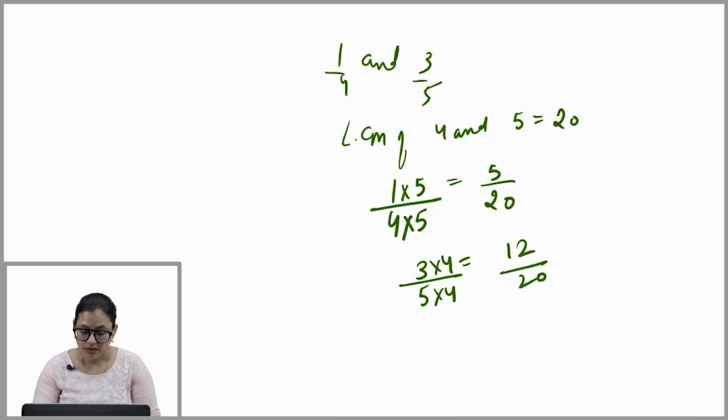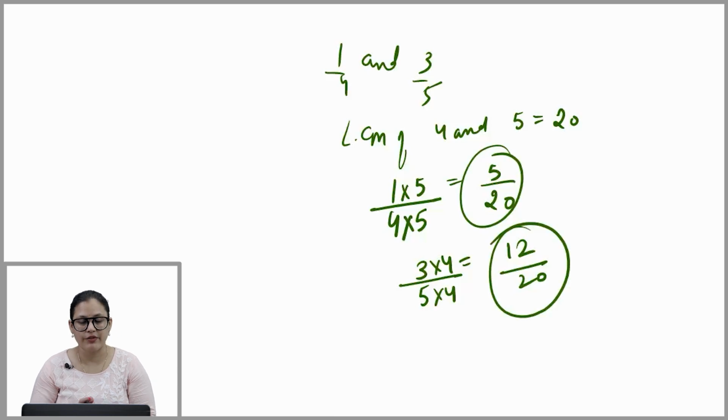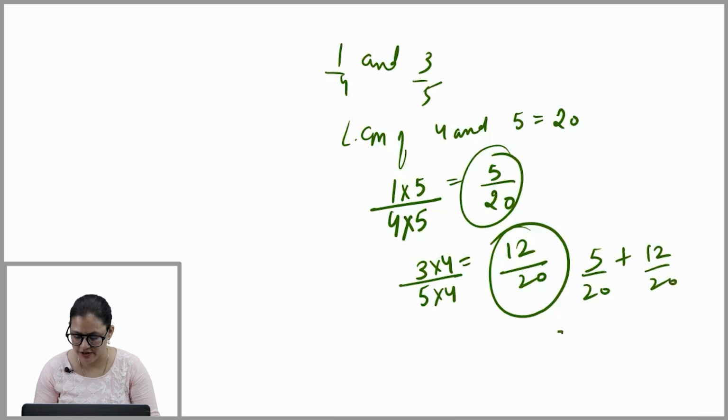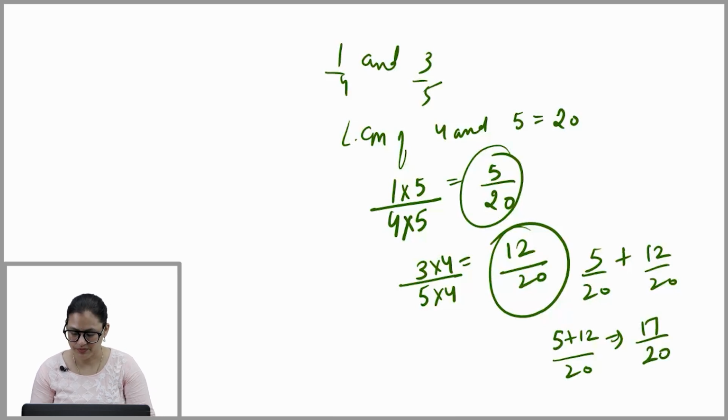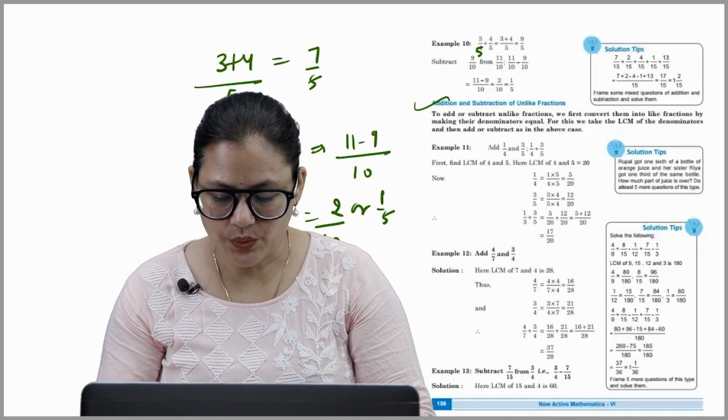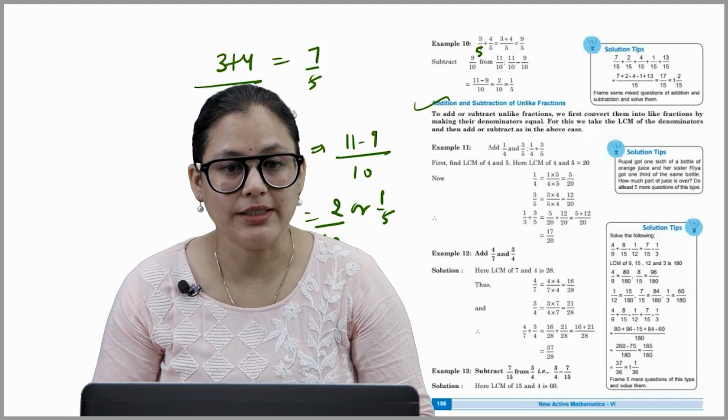Okay, now these have become like fractions. Now you can add them easily. 5 by 20 plus 12 by 20. 5 plus 12 by 20 is equal to what? 17 by 20, right? Similarly, you will do example 12 and 13 also, okay?